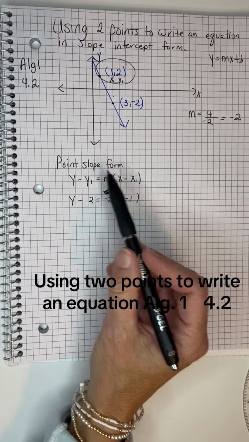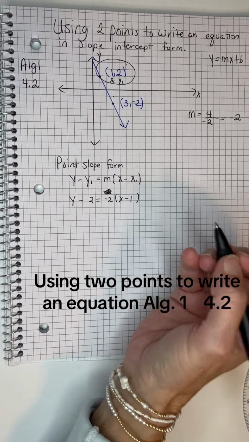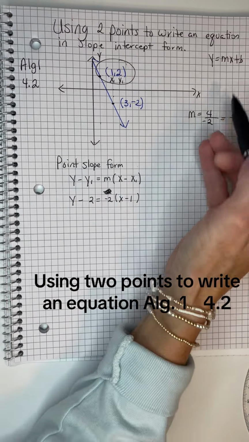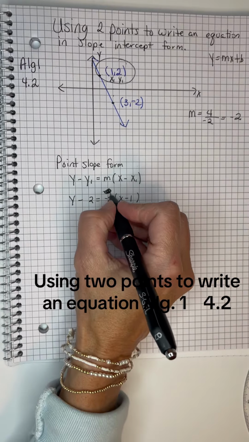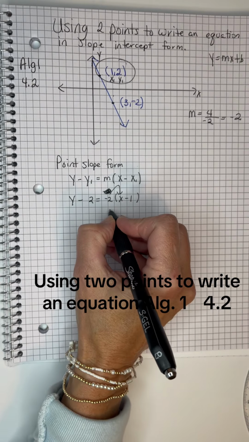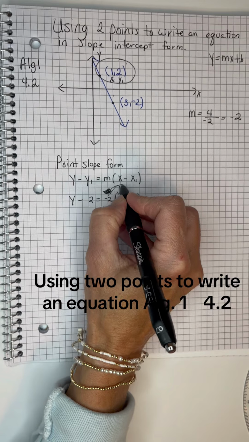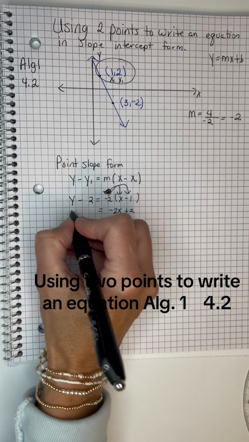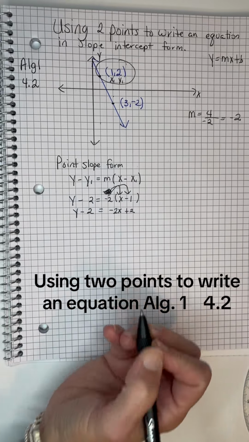Now, to turn point-slope into slope-intercept, which you'll have to do many times, is fairly simple. All you have to do is solve for y and make it look like y equals mx plus b. So distribute. -2 times x is -2x. -2 times -1 is a +2. And then write down y minus 2.